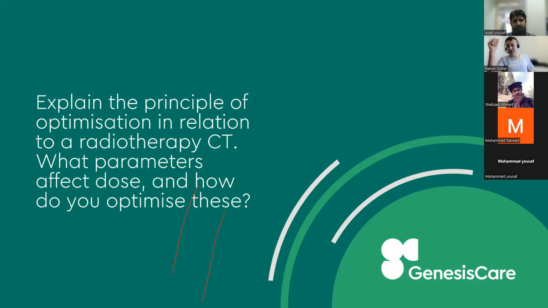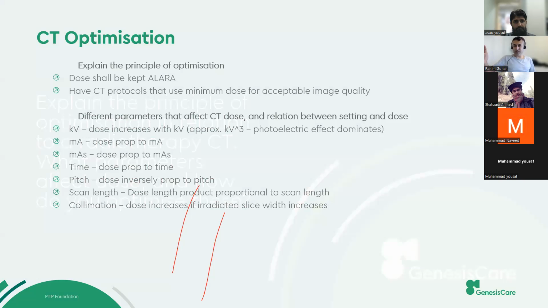But the good practice is that you need to optimize your CT. If you have local DRLs, you can use them, and you can optimize in such a way that you get the maximum good image quality while at the same time giving low doses to the patient. So what is optimization? How to optimize? What's the principle? Definitely, the simple principle is ALARA, and to explain ALARA, how are you going to explain it? What are the parameters mathematically? What is the relation of the kVp to your dose?